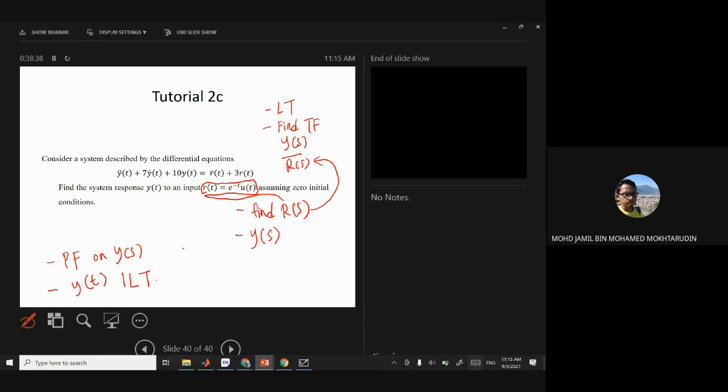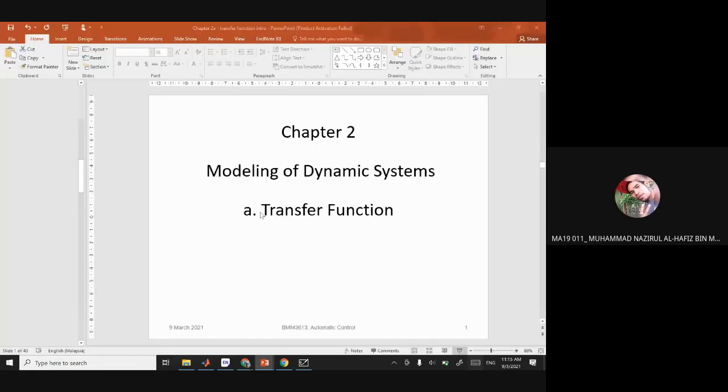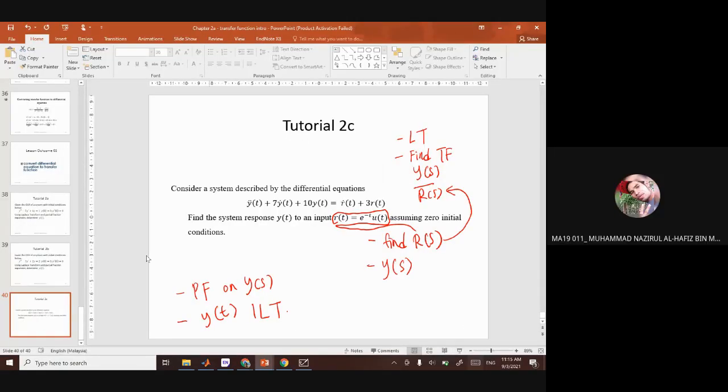Okay, so that's it for today's class. If you have any question, you can ask, or we end here. So for question 2C, it wants the answer in the form of y(t). It gives you r(t) already. So you just follow these steps. Okay, understand?